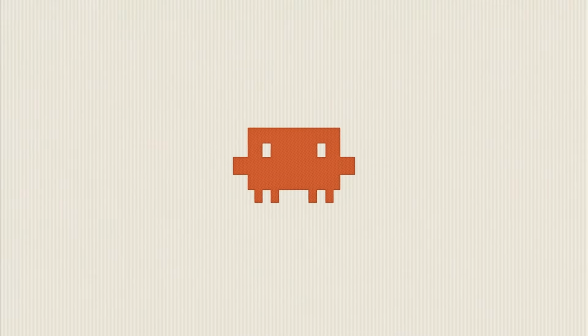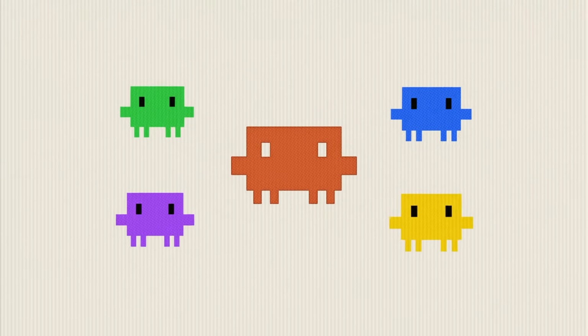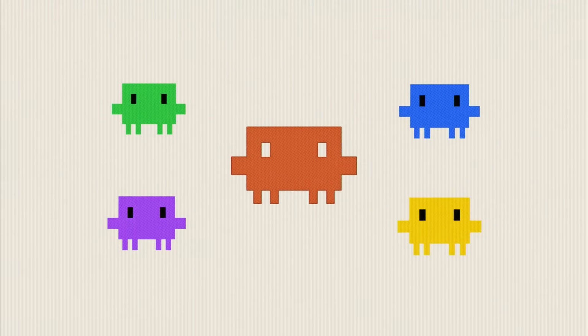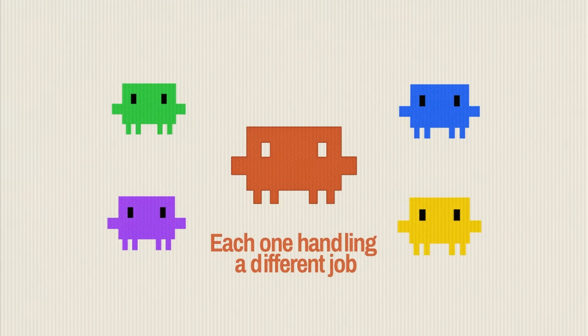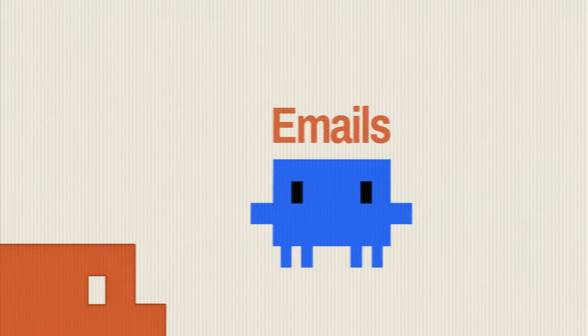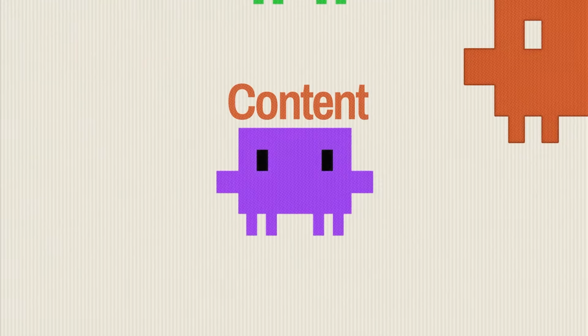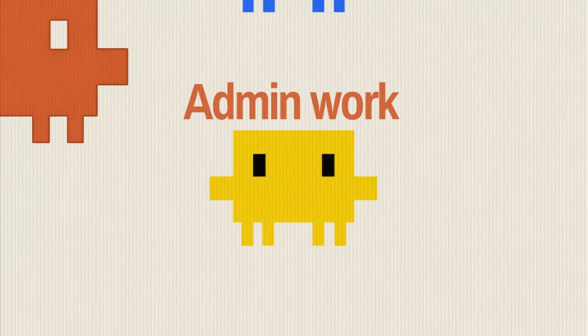Instead of one Claude doing everything, you set up one main agent that manages several smaller agents underneath it, each one handling a different job. One handles research, one handles emails, one handles content, one handles admin work. Here's a simple way to picture it. It's like being the manager of a small team, except your team members are all AI agents and each one only focuses on their own job.